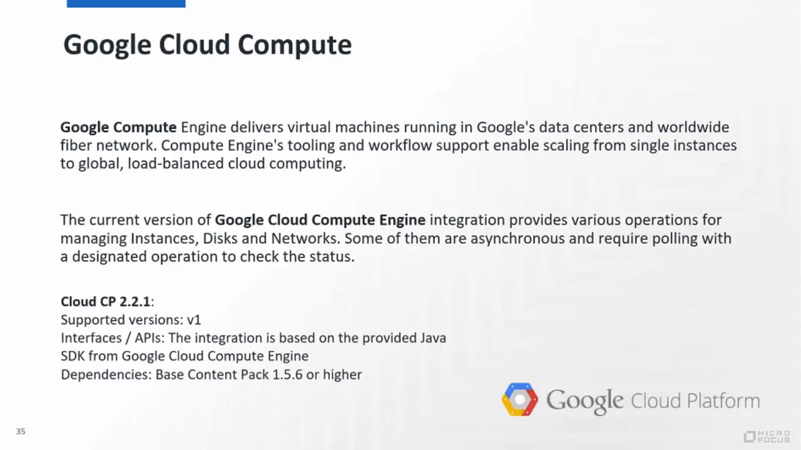Google Cloud Compute was introduced into the Cloud CP. So once you download Cloud CP 2.1, you'll be able to consume Google Cloud Compute content. You'll be able to basically manage instances, disks, and networks. It is based on the Java SDK from Google Compute Engine. It is secured and it only has base content pack dependency.